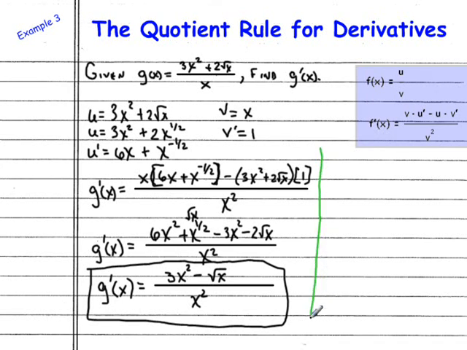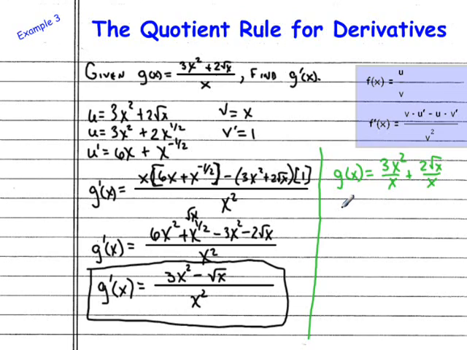Now, it may have occurred to you as we worked on this problem that this is not the only way to do the problem. In fact, in this case, we could avoid using the quotient rule at all if we recognize that we could break this fraction down into a couple of fractions, and we could begin to simplify. So, in other words, we could have written this g of x, before we got started, as 3x squared divided by x plus 2 times the square root of x divided by x.